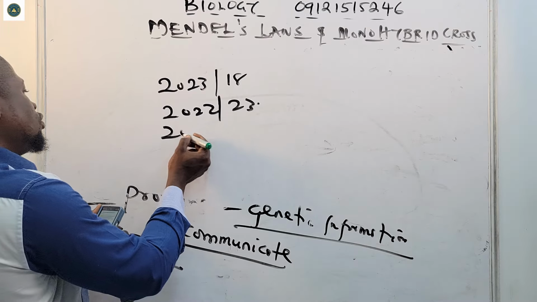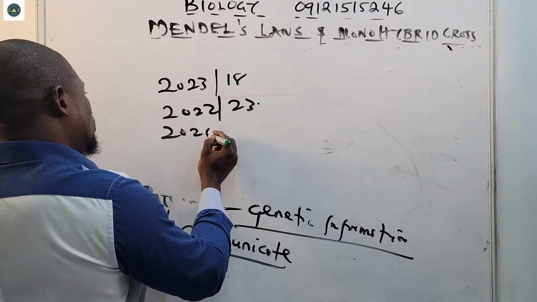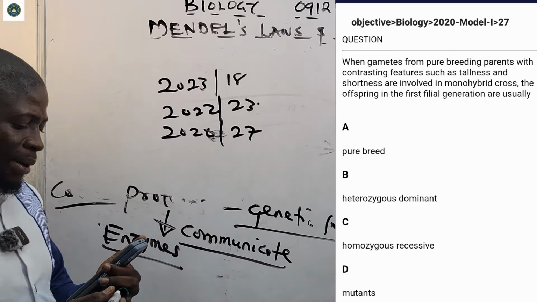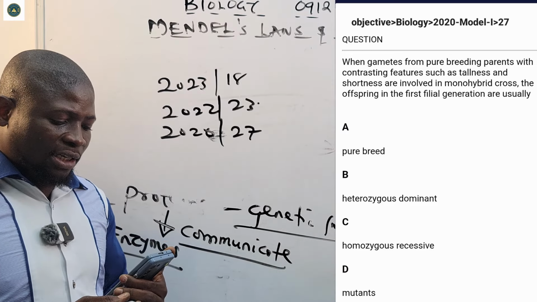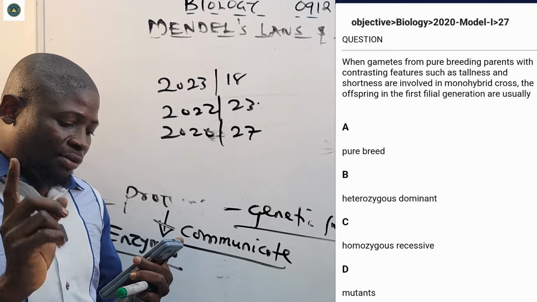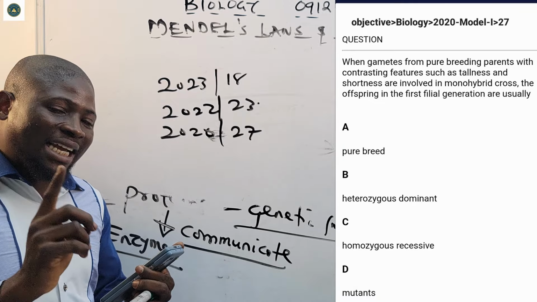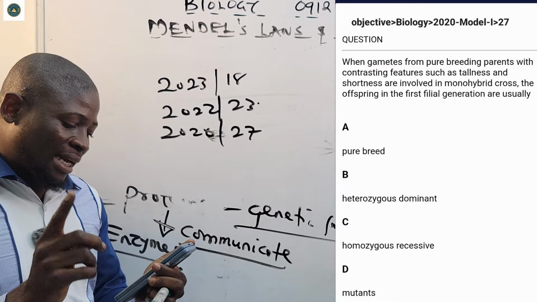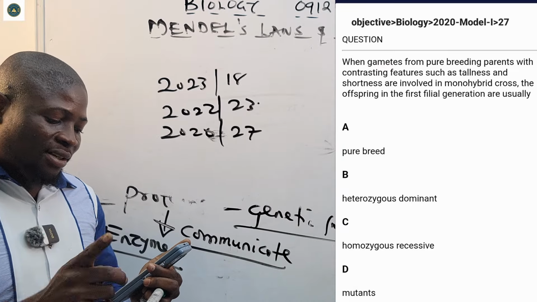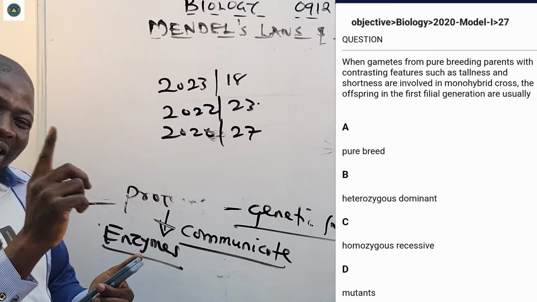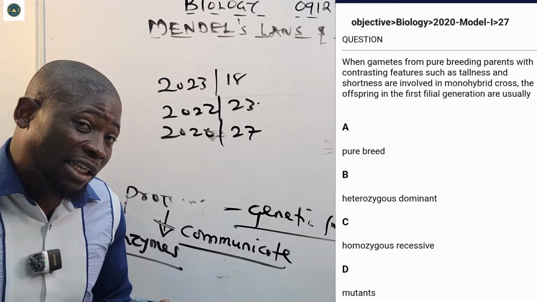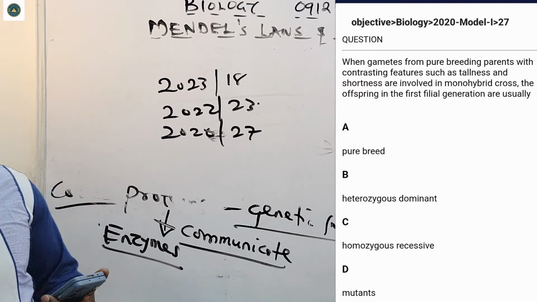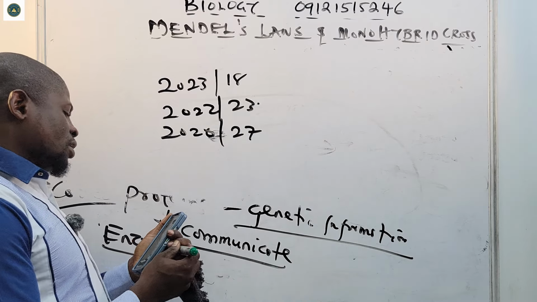So 2020 now, number 27. It says, when gametes from pure breeding plants with contrasting features such as tallness and shortness are involved in a monohybrid cross, the offspring in the first filial generation are usually what? A says pure breed, B says heterozygous dominant, C says homozygous recessive, D says mutant. They were tall. Were they heterozygous tall or homozygous tall? Tell me the answer in the comment section.